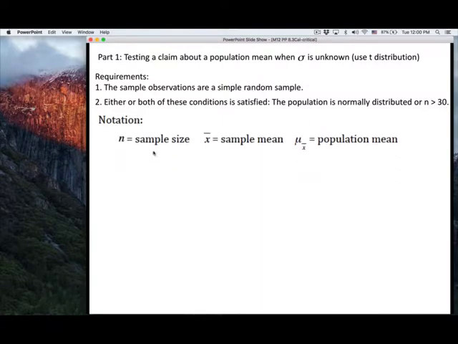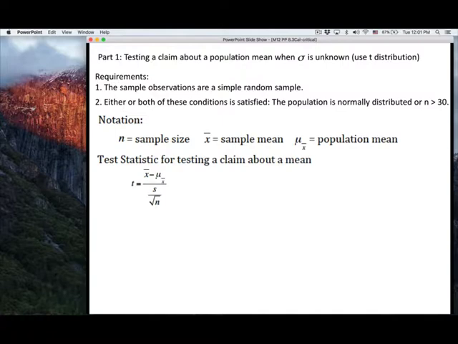Okay, notation. n is going to be your sample size, x bar will be the sample mean, and this is going to be the population mean. Because we applied the central limit theorem, you're going to see the x bar in here. But by the central limit theorem, the population mean doesn't change. And then we have the test statistic. This is the formula for the test statistic.